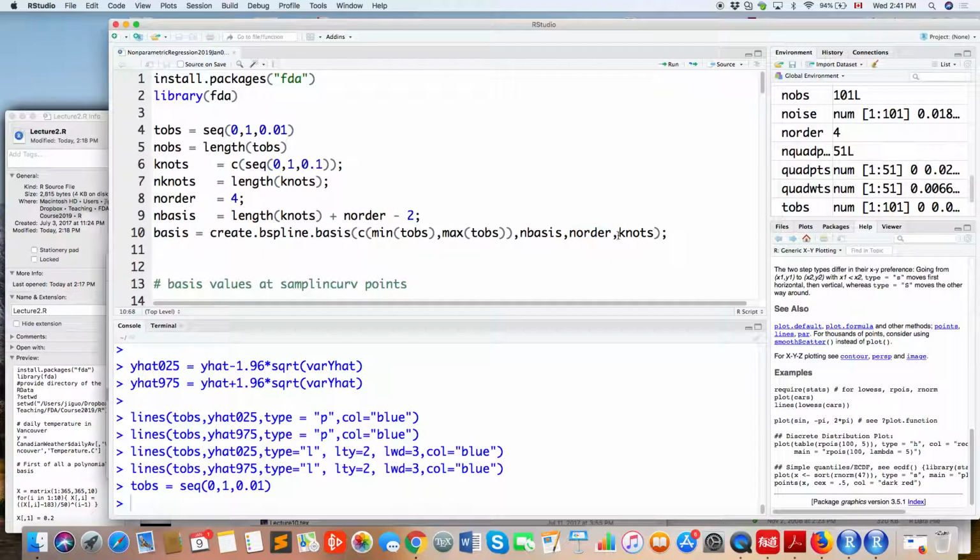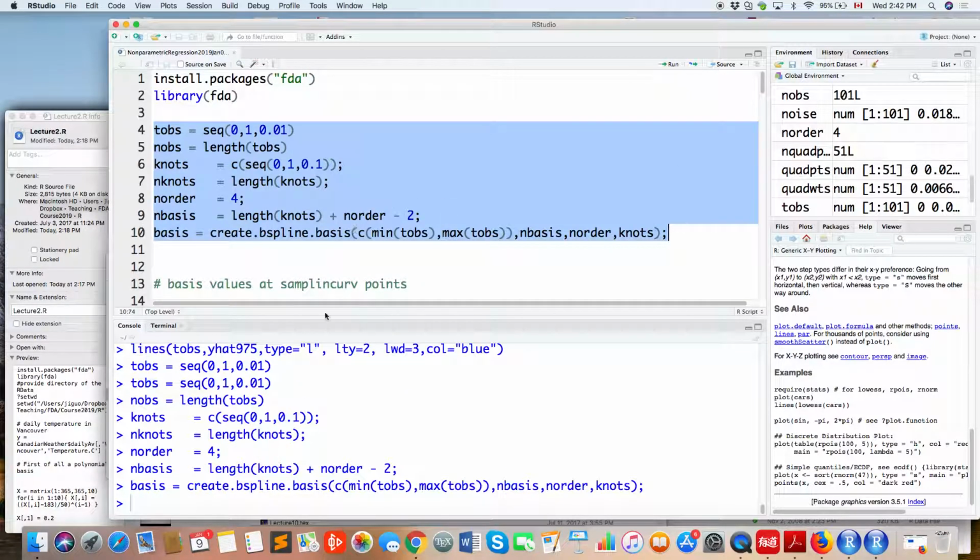And then I specify the nodes. Here I don't want to use the roughness penalty, so I just use fewer nodes. I put 11 nodes, so basically I have one node every 0.1. You just need to first define the node locations, which is a sequence of points, and then define the order. Then the number of basis functions is determined, and you can create the B-spline using this one line. Okay, so now let me run the code.